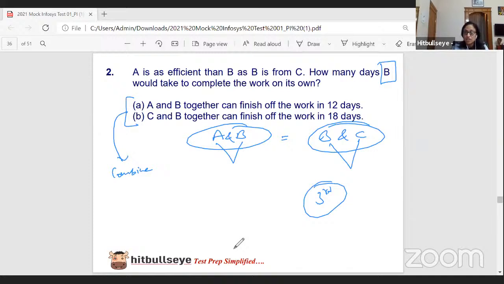So of course, I can judge that first information combines A and B together. Second information combines B and C together. If I use both of them together, of course, I will be able to reach the solution. So the right answer is option number 3. Let's quickly do one more.